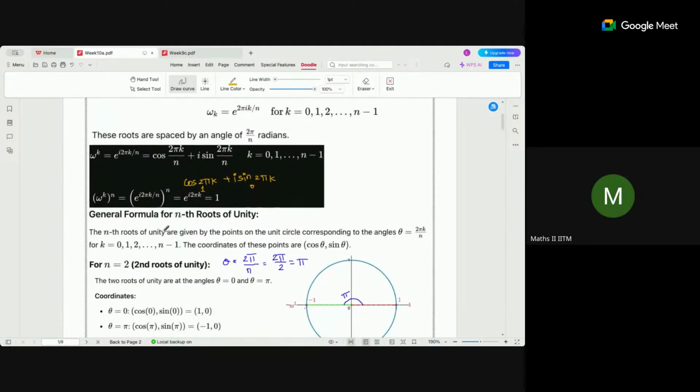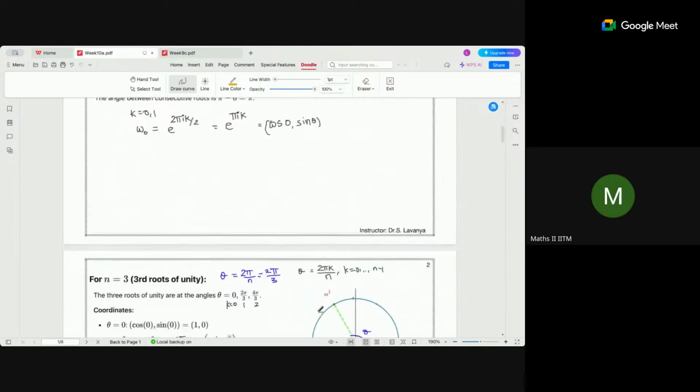Okay, so this is the general formula for the nth root of unity. So what is the nth root of unity, what are the roots, and where are they on the circle? What is the angle between them? Are all these points clear to everyone? Yes or no? Is it clear? Okay, if you have doubts you can ask me. Otherwise let's see what circulant matrices are.